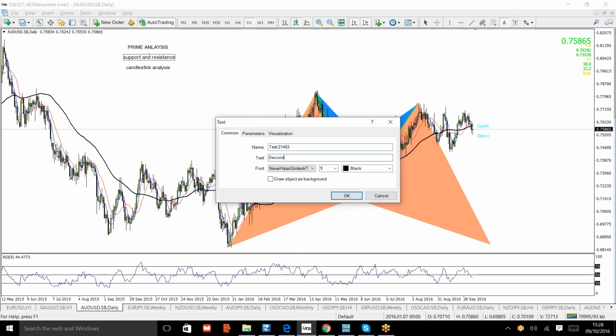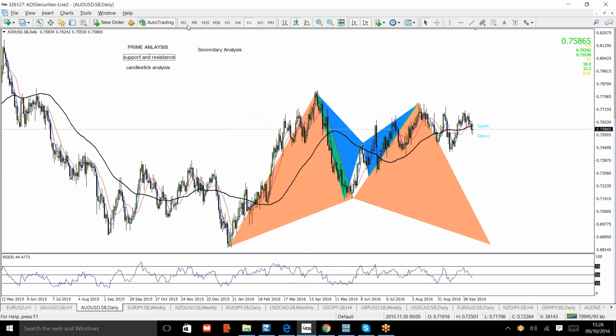secondary analysis. You can use secondary analysis to find confirmations of your trade, of your prime analysis. So if you found an entry on the prime analysis, you can see from the secondary analysis if you further get confirmations. If you combine them together, you call it confluences. Confluences, more than one reason to enter a trade. More than one reason to enter a trade.